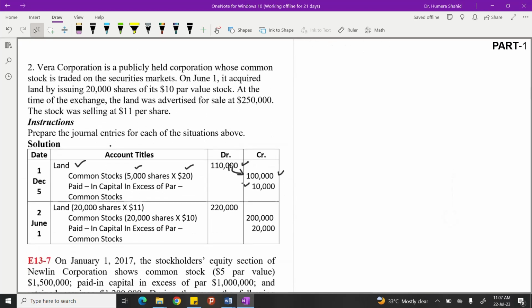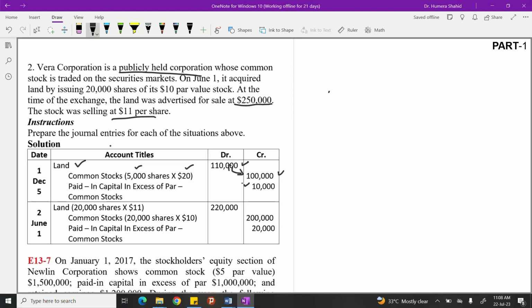Let's discuss transaction number two. Vera Corporation is a publicly held corporation, so we can find its shares' market value or fair value, whose common stock is traded on the securities market. On June 1st, it acquired land by issuing 20,000 shares of its $10 par value stock. At the time of exchange, when they exchange these shares to purchase the land, the land was advertised for sale for 250,000, and the stock was selling at $11 per share.